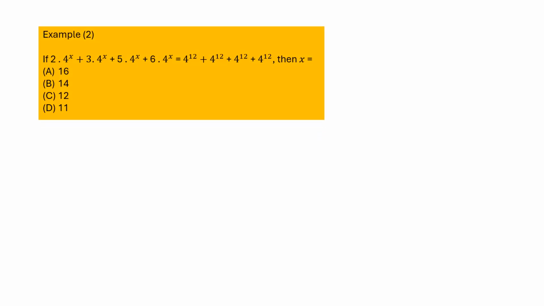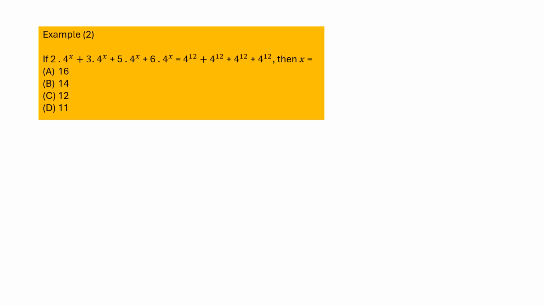Example number 2. This is a medium level question in the SAT exam. If 2 times 4 power x plus 3 times 4 power x plus 5 times 4 power x plus 6 times 4 power x equals 4 power 12 plus 4 power 12 plus 4 power 12 plus 4 power 12, then what will be the value of x?